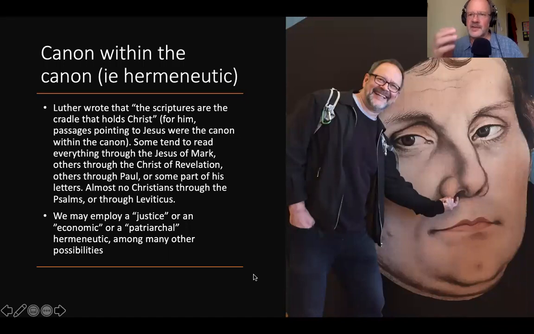This brings us back to the question of hermeneutics. Hermeneutic is our usual way of looking at the world. So we may have a hermeneutic of suspicion, we may have a hermeneutic of hope, we may have a hermeneutic of trust, we may have a hermeneutic of fear.